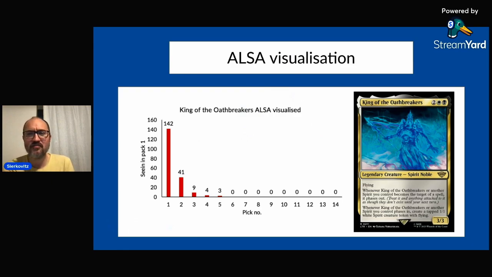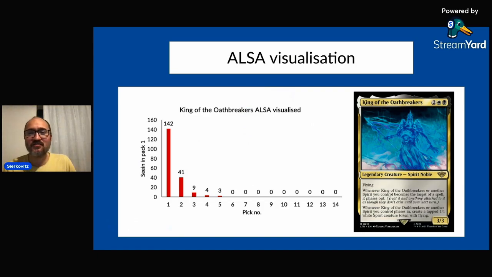So a 3/3 flyer for 4, it's a rare. It's unkillable by removal because it phases out when you try to target it, and then when it comes back from the phase out, it makes a 1/1. A decent card. I see the chat says overrated. I mean, yeah, it's not as bomby as people think.